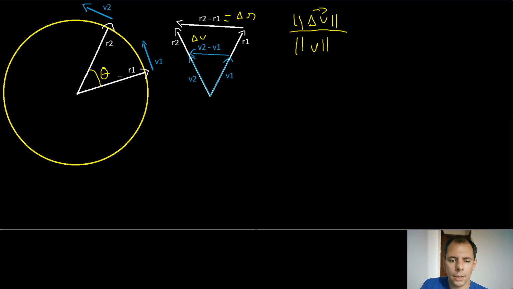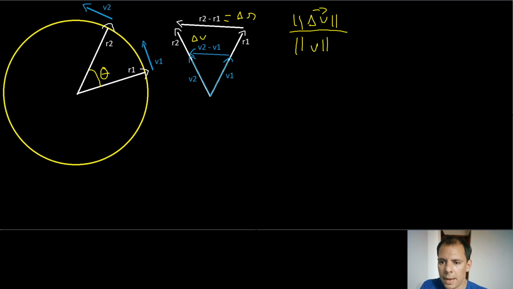Now, the length of the radius R1 is always going to be the length of R2, which is going to be the length of R3 here, which is going to be the length of R4. This length doesn't change. That's why it's circular. And the length of V1 and V2 also don't change because it's uniform circular motion. So I'm just going to pick V here. It doesn't matter. So delta V divided by V, meaning this length divided by this length, okay?